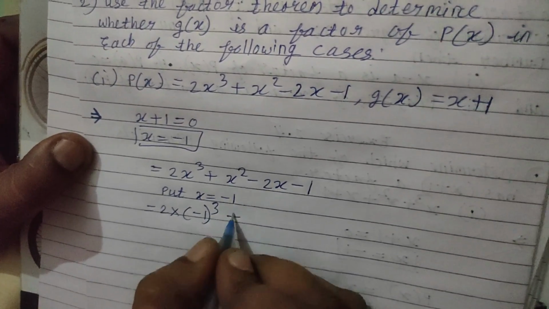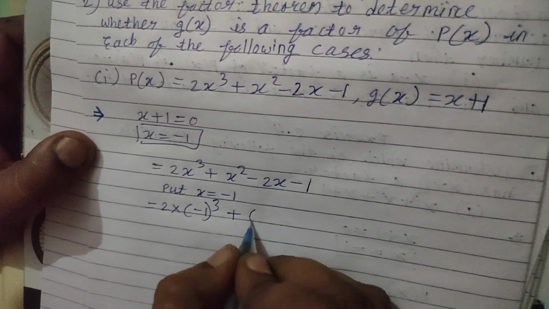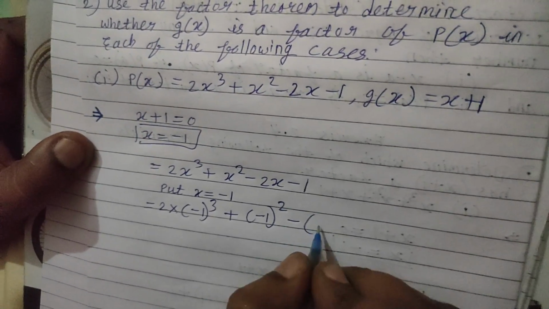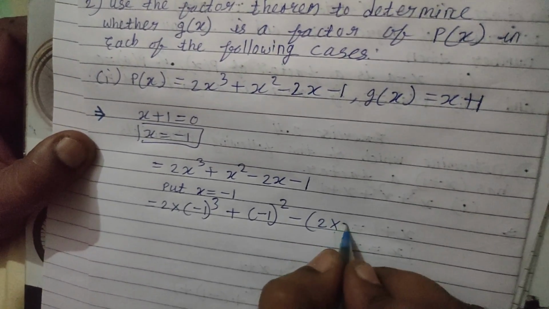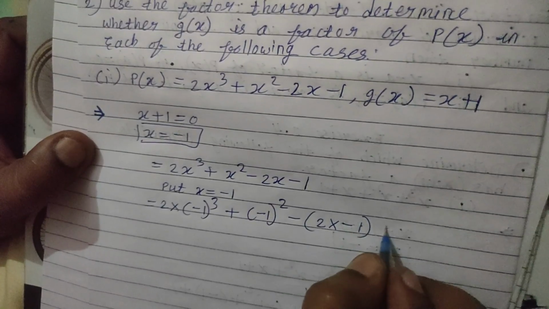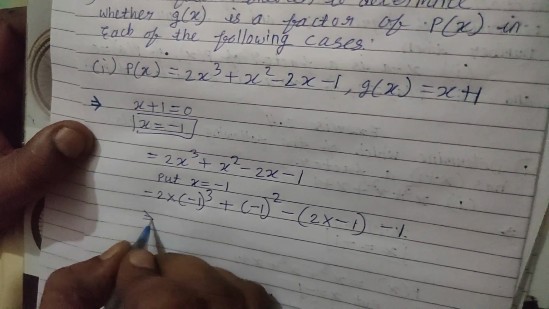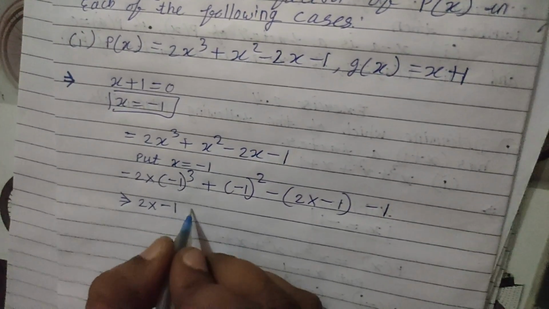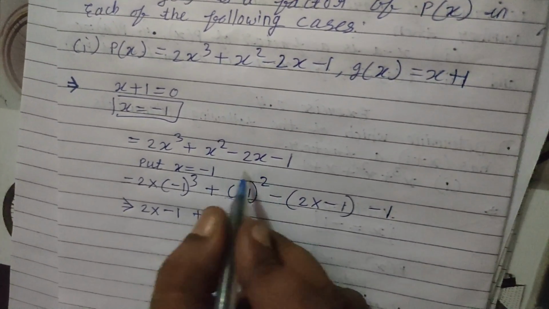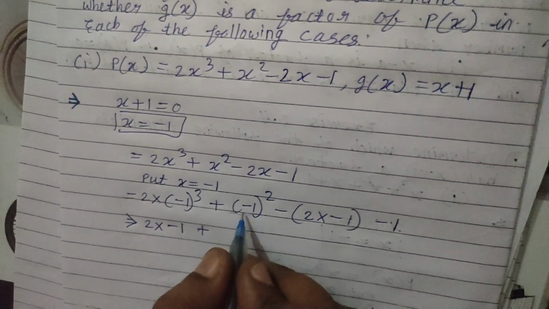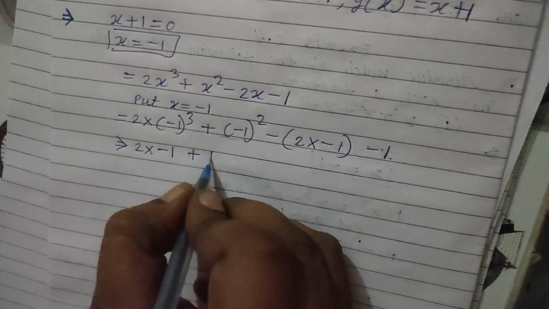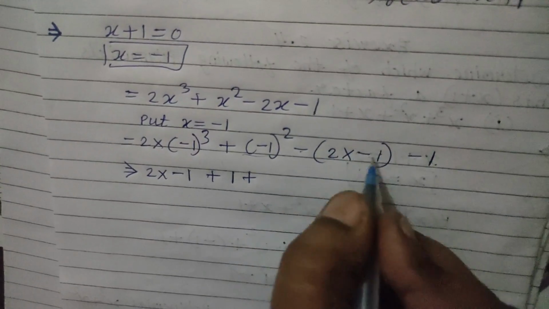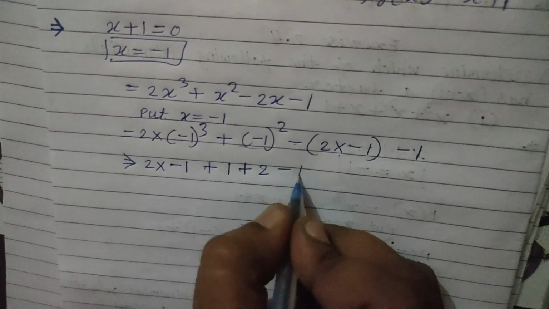This is one term. Then x square is the second term, so minus 1 square. Then the third term is this, so I am writing in the bracket 2 into x value, which is minus 1. Then minus 1. Then 2 into minus 1 cube is minus 2, plus, then this is the second term, minus 1 square means minus 1 into minus 1, the answer will be 1. Now here minus into minus plus, and 2 into 1 is 2, and here minus 1.